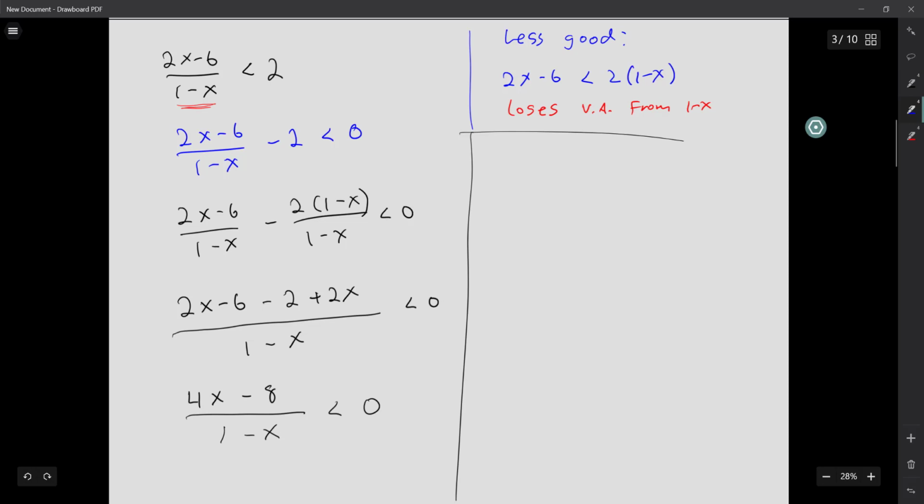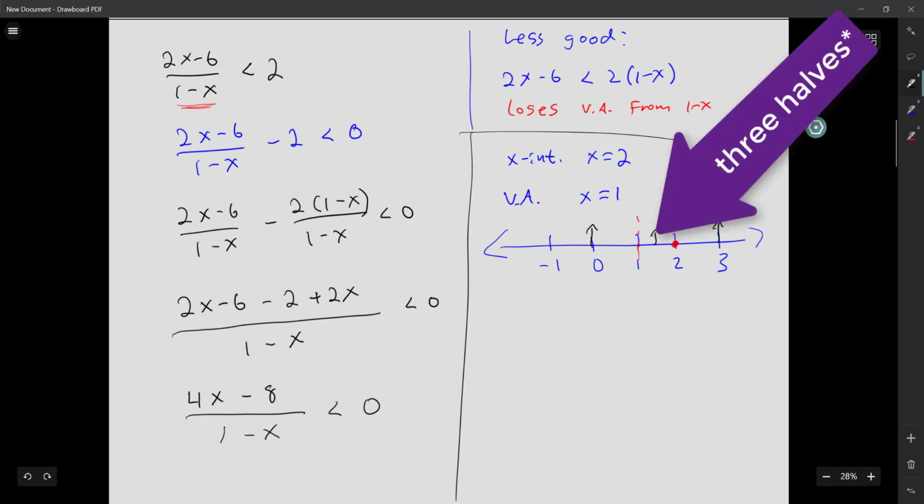So what do I have from my problem? 4x minus 8 gives me an x-intercept of 2. And we have a vertical asymptote of x equal to 1. So we can make a number line pretty easily with those. We'll start here. We've got negative 1, 0, 1, 2, and 3. Our points of interest were x equal to 2 as an x-intercept and x equal to 1 as an asymptote. So my test points are going to be 0, 3/2, and 3.